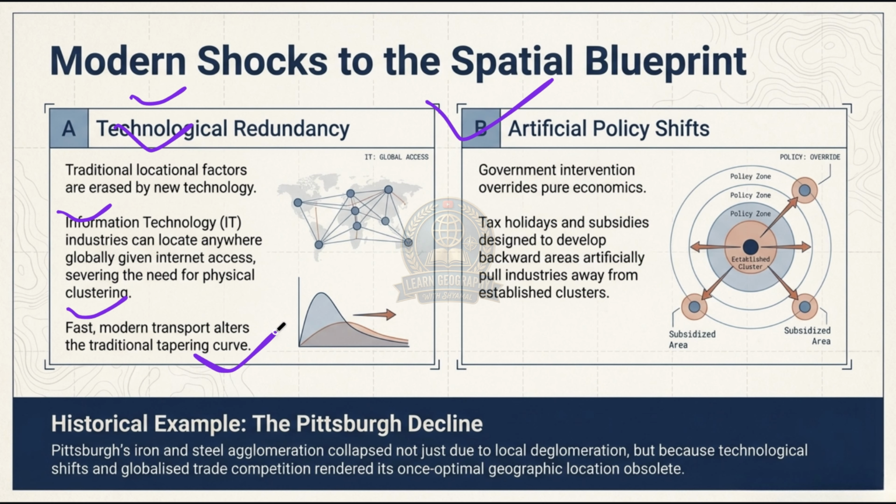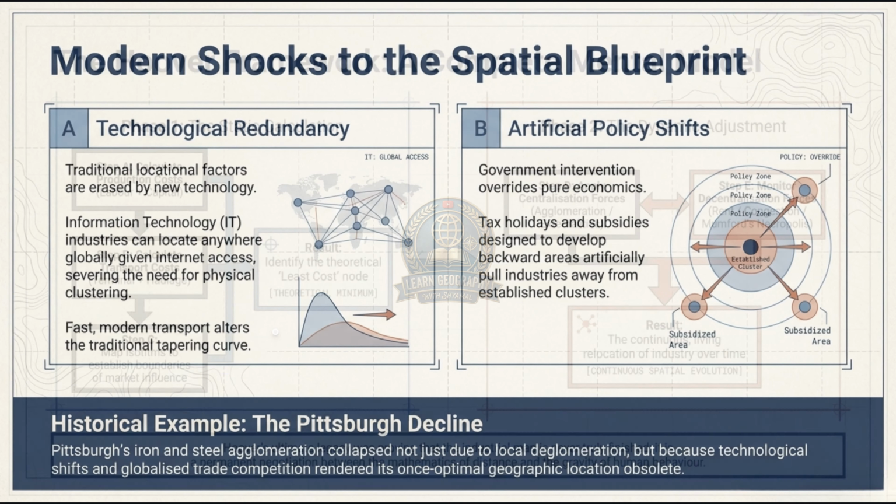Historical example, the Pittsburgh decline. Pittsburgh's iron and steel agglomeration collapsed not just due to local deglomeration, but because technological shift and globalized trade competition rendered its once optimal geographic location obsolete.